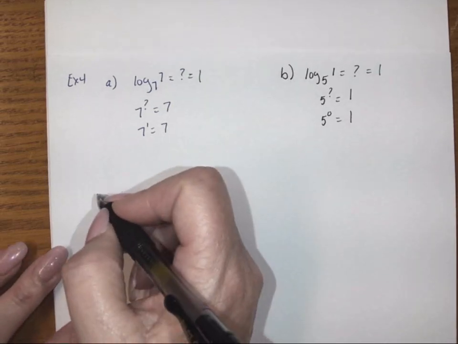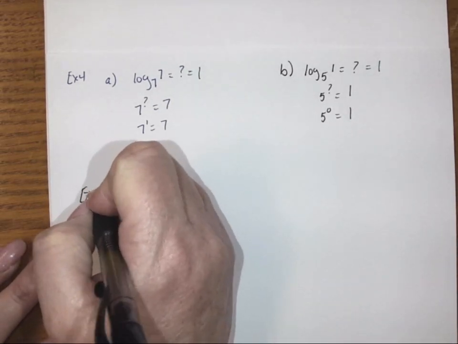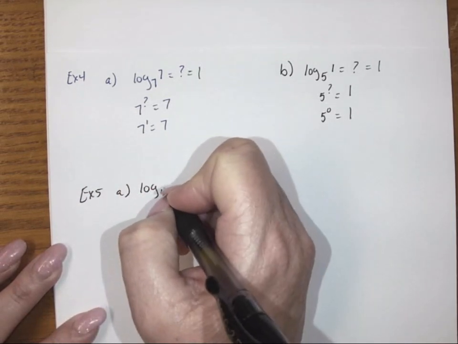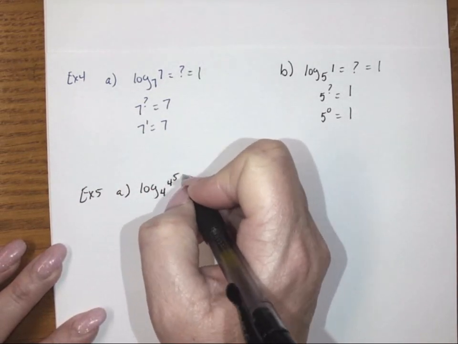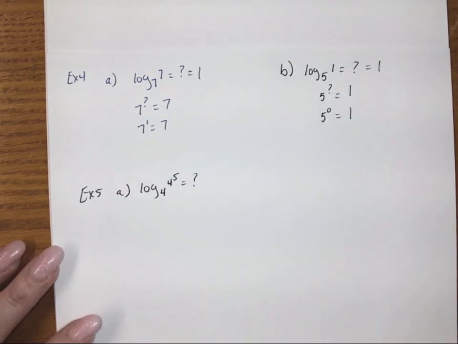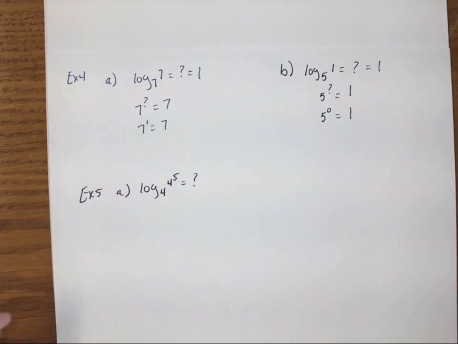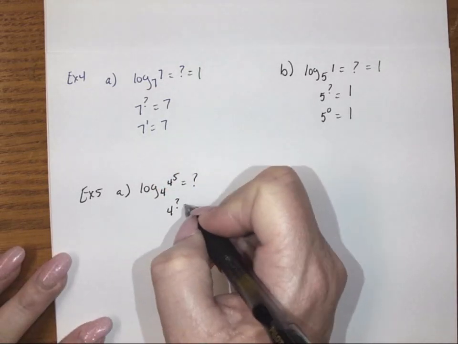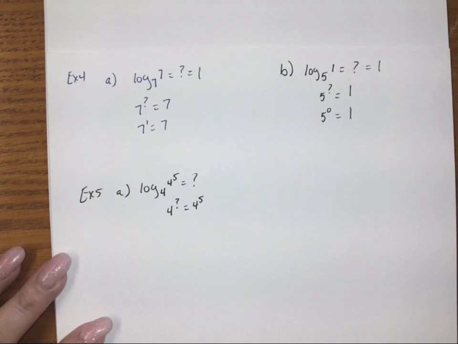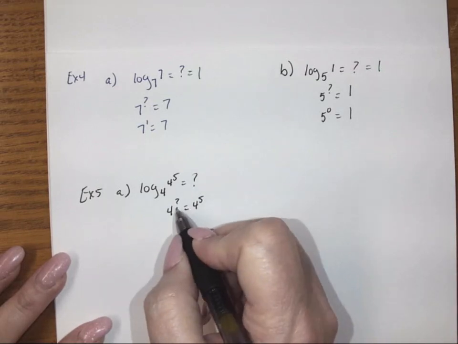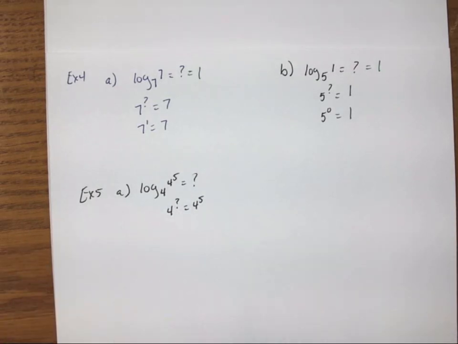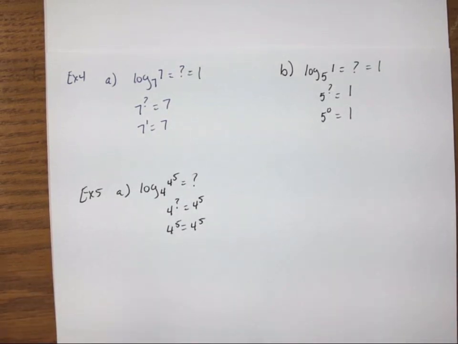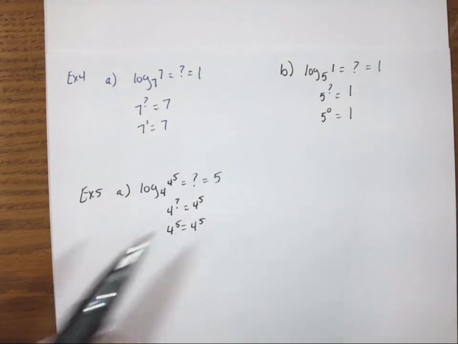All right, let's look at example 5. For part A, we have log base 4 of 4 to the 5th equals what? Well, it's going to equal 5, because if you look at it, it'll be 4 to what power equals 4 to the 5th? If this is 4 to the 5th, this has to also be 4 to the 5th. So we know that 4 to the 5th equals 4 to the 5th, so that tells us this will be equal to 5.